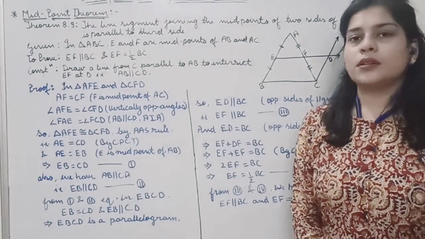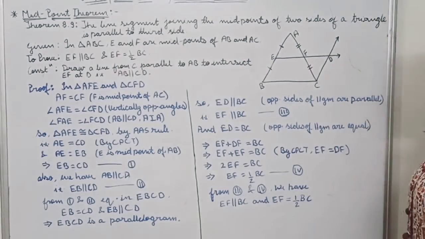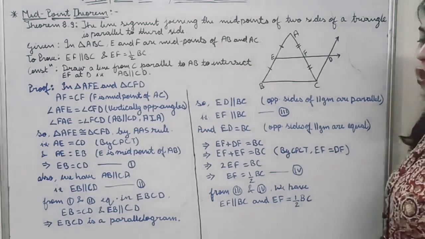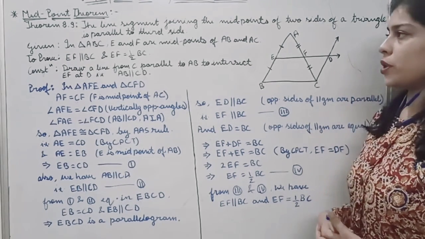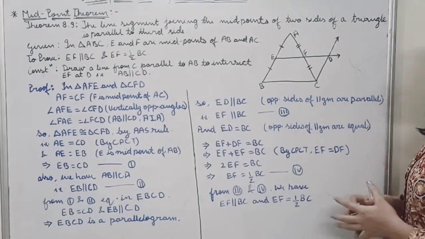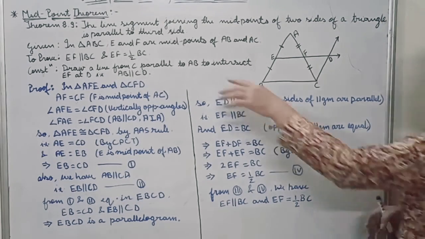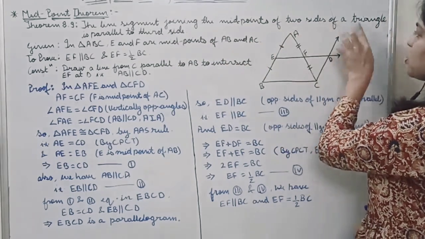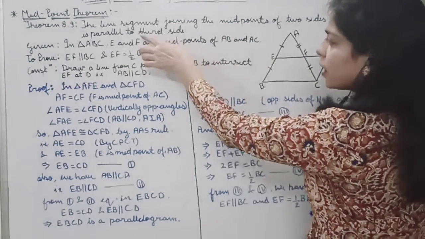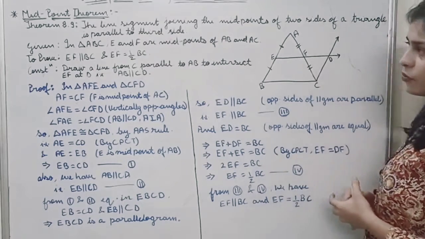Hello everyone. After completing exercise 8.1 of chapter 8 quadrilaterals, we will understand and prove the midpoint theorem. The statement is: the line segment joining the midpoints of two sides of a triangle is parallel to the third side and half of it.